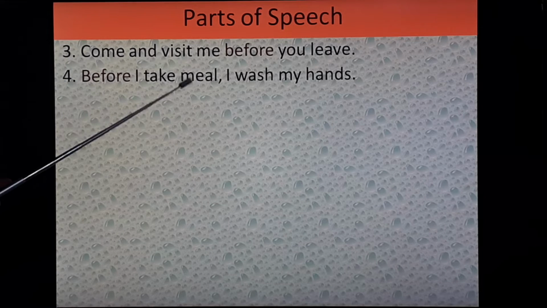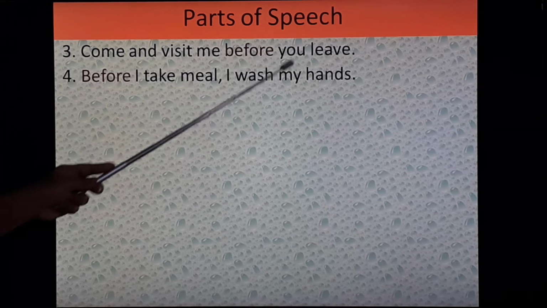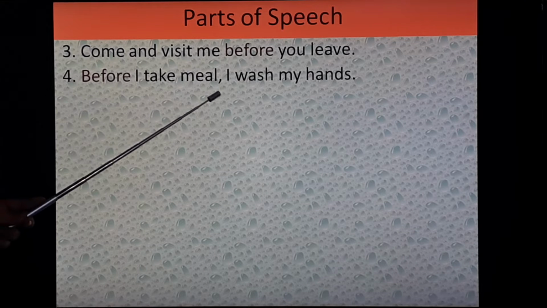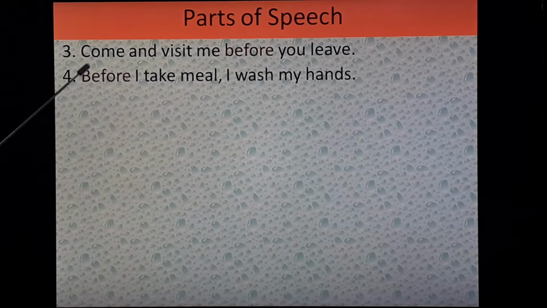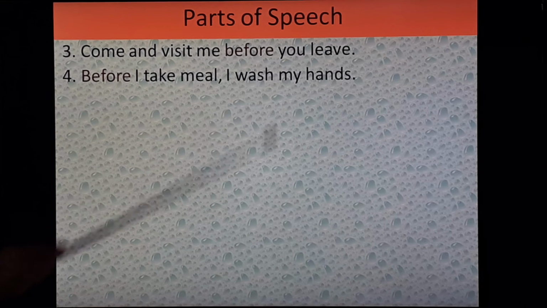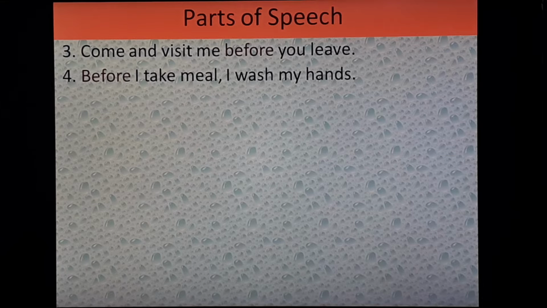Before I take a meal, I wash my hands. So here before comes in the beginning, that's why a comma is necessary. So before is the subordinating conjunction, I take a meal is the subordinate clause, and I wash my hands is the main, or you can say principal clause.